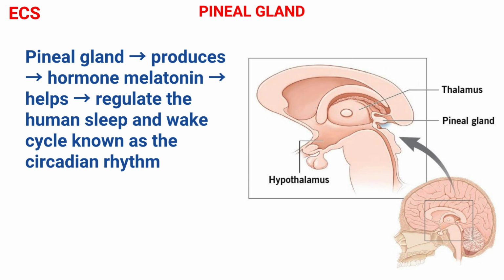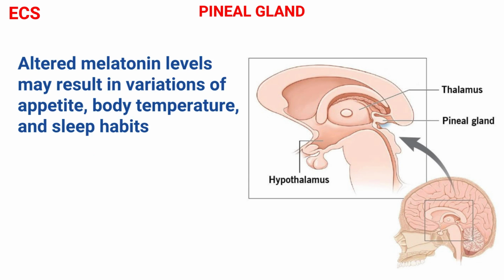Melatonin is not fully understood but appears to inhibit gonadotropin secretion to help regulate the female reproductive cycle and to control the onset of puberty. In children, melatonin may inhibit early sexual maturation. Large amounts of melatonin receptors reacting to bright light can alter the biological clock. Therefore, altered melatonin levels may result in variations of appetite, body temperature, and sleep habits.